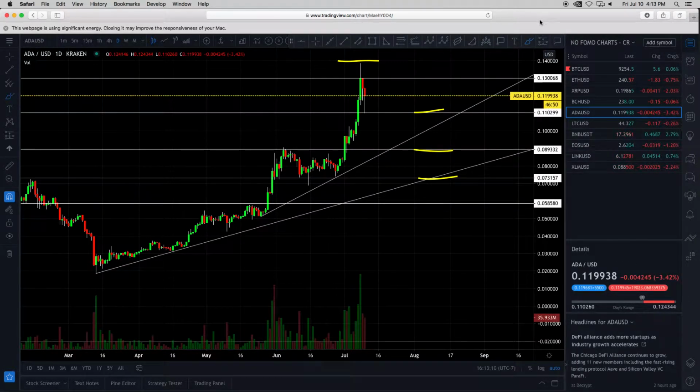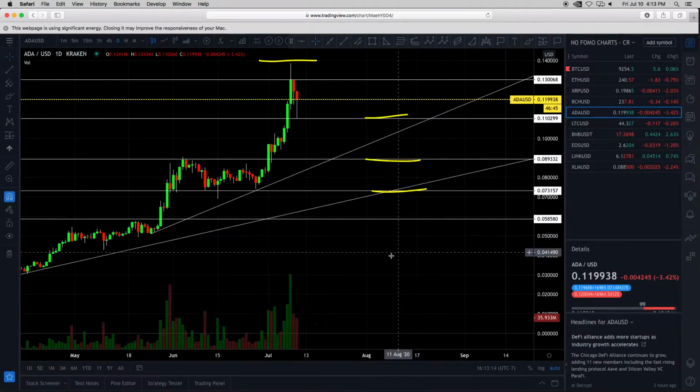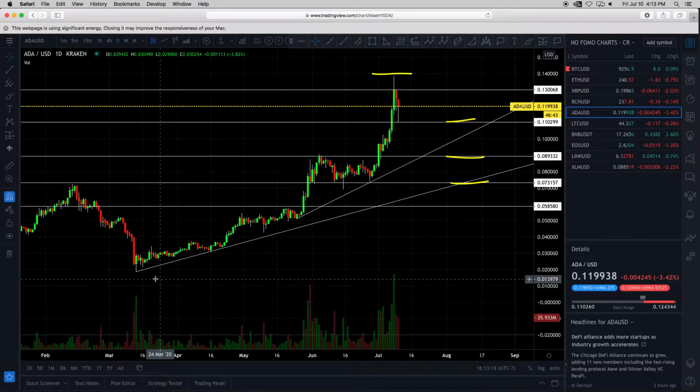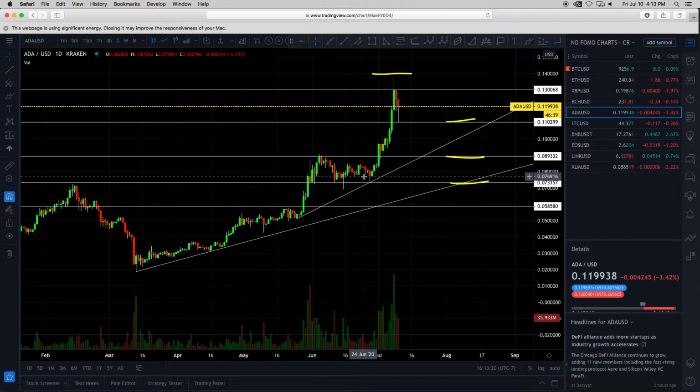Cardano ADA USD one-day chart. There's not much information here. It's on Kraken Exchange for this example. But two upward trend lines. Higher high, higher low, higher high, higher low, higher high, higher low, then explosion.